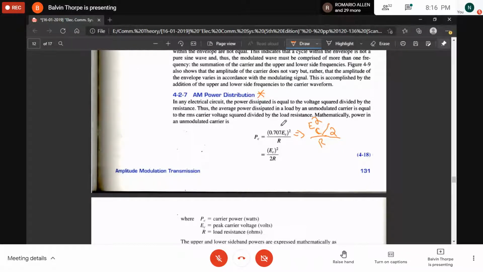So it is EC squared over a half. That's why you square it, to get 0.5. So that's why you get a half. Everything here says squared. So square this, square that.